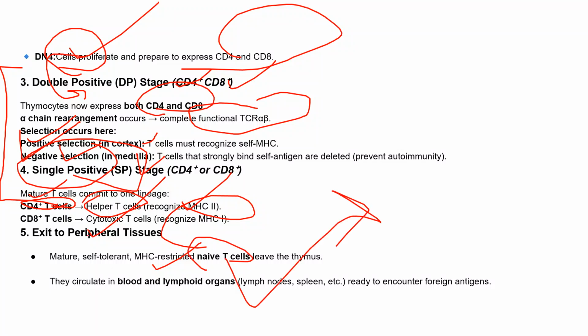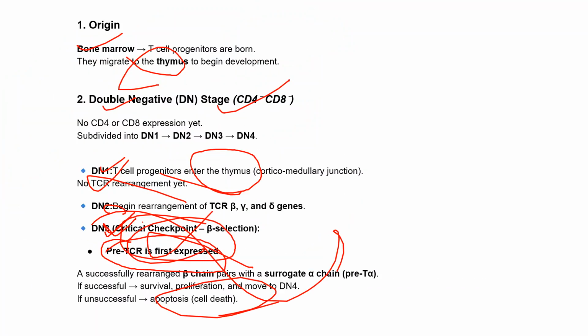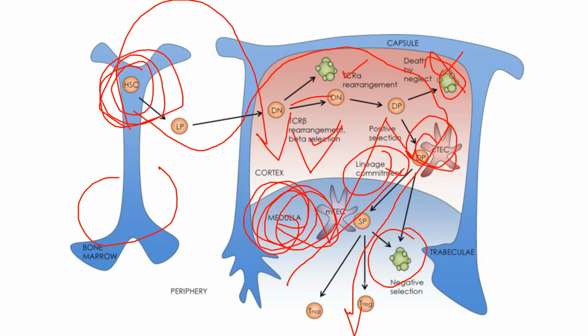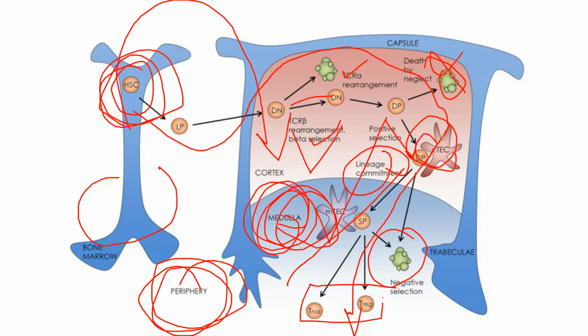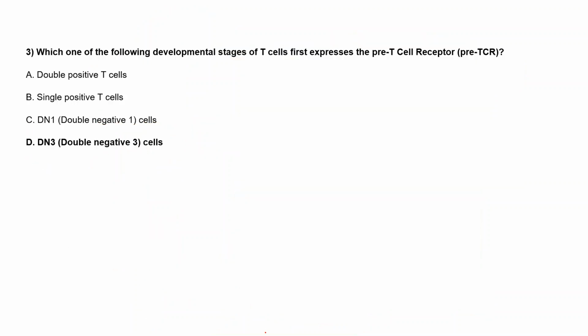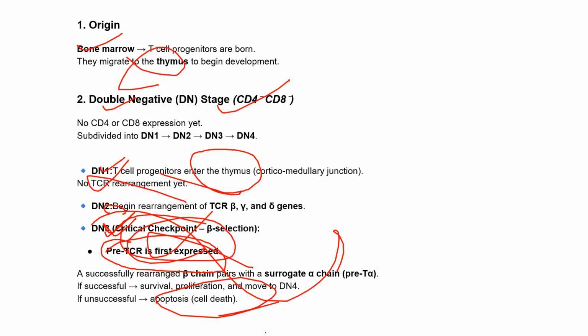Now once these mature, self-tolerant, MHC-restricted naive T cells are formed, they will leave the thymus and go to the peripheral tissue. Here also we can see these are the periphery regions. Once they are committed to being T regulatory and T cells, they'll leave this medulla region and go to the periphery regions, where they react with antigen and see whether they convert into active T cells.